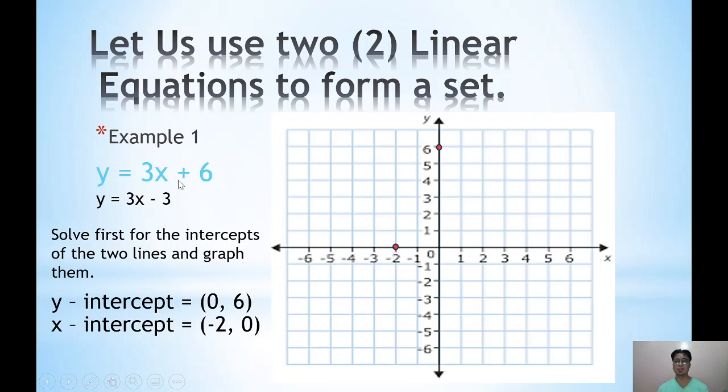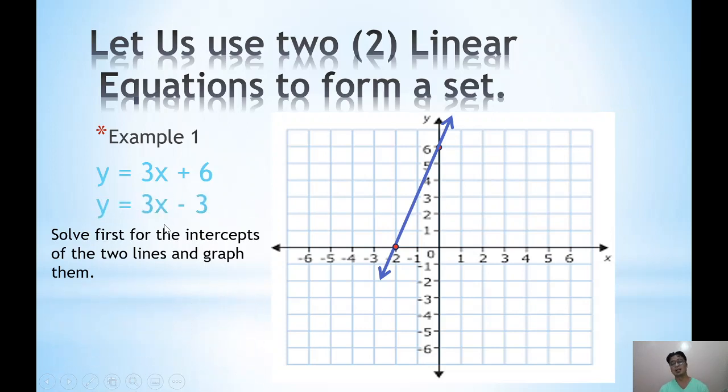Which means, dun sa una, dito sa naka-highlight, ito yung line natin. This equation of the line na naka-slope intercept form, ito po yung representation niya. Let's move on dito po sa pangalawa. What is y-intercept? Kung x ay 0, ang y ay negative 3. So 0 and negative 3.